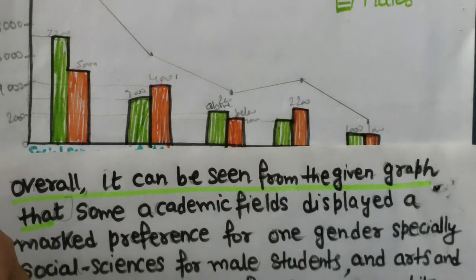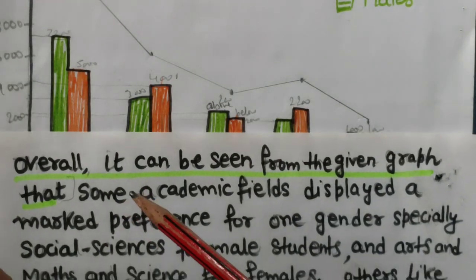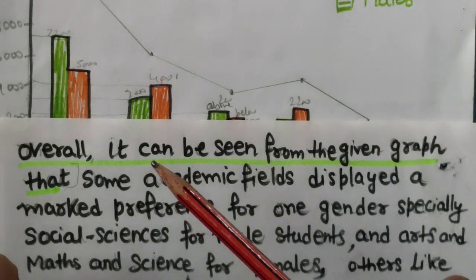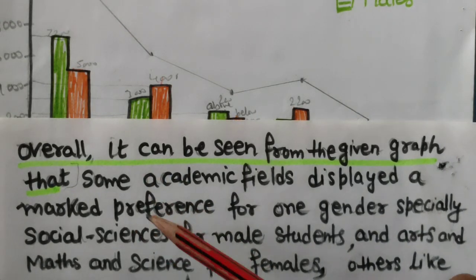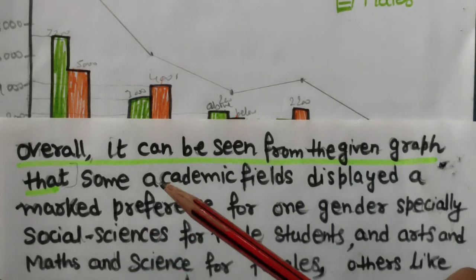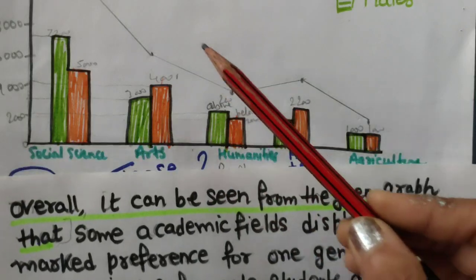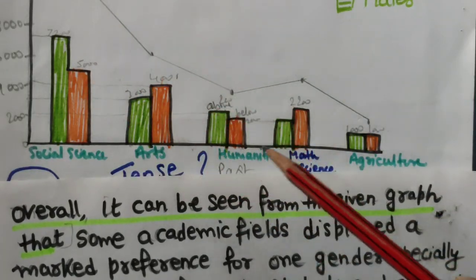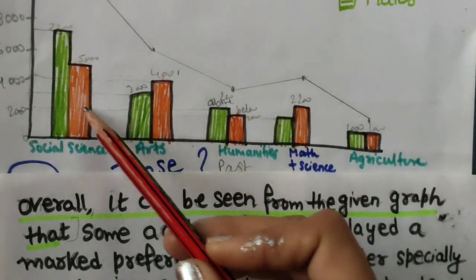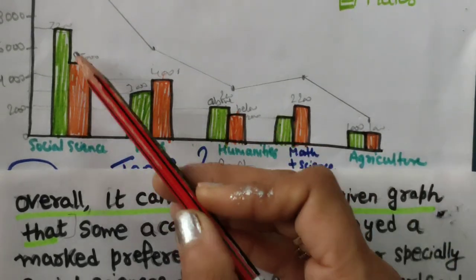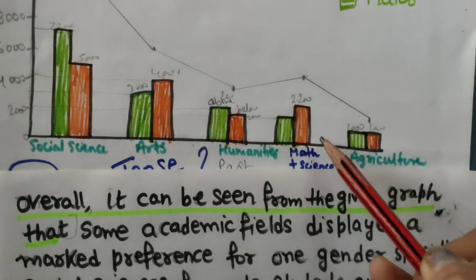Now the overall paragraph. It means you can write it in the place of the second paragraph or at the end. Many students are writing it at the end of this report writing. That doesn't matter. Overall means you have to tell about overall what you can see after looking at this graph. So highest, lowest, highest and second, you can see this, and more male students in some subjects and more female students in some subjects.